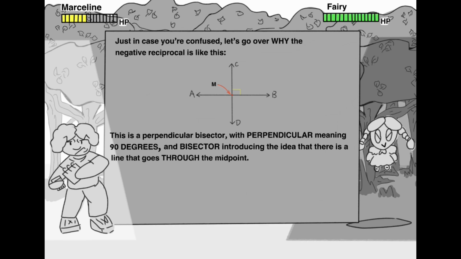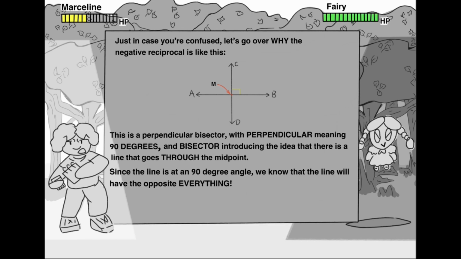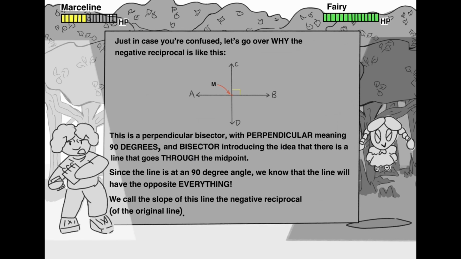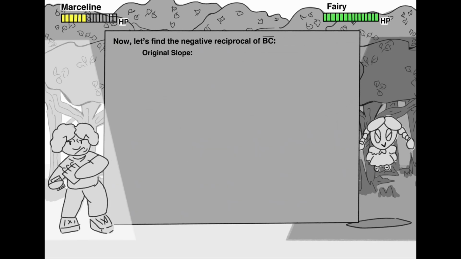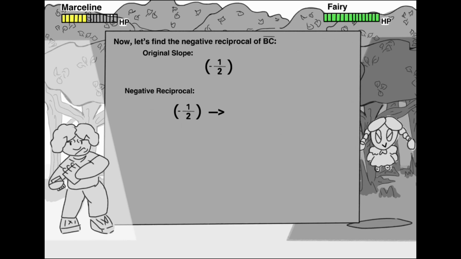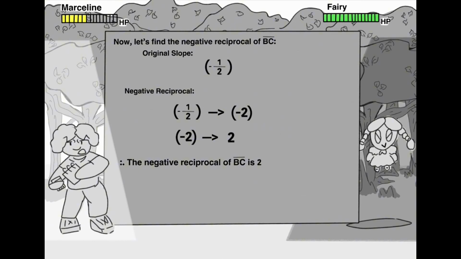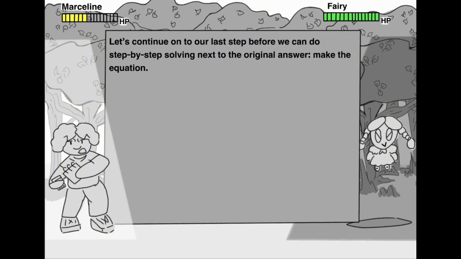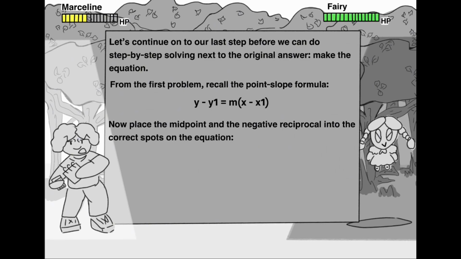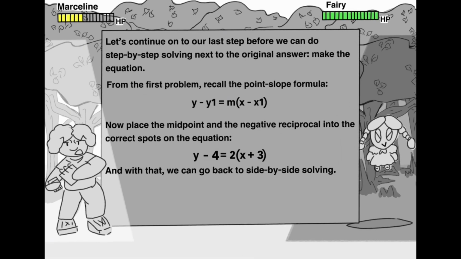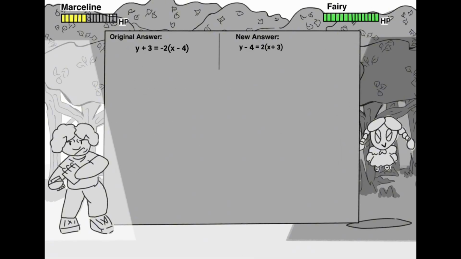Since the line is at a 90-degree angle, you know that the line will have the opposite everything. We call the slope of this line the negative reciprocal of the original line. Let's find the negative reciprocal of BC. The negative reciprocal of BC is 2. Let's continue on to our last step before we can do step-to-step solving next to the original answer. Make the equation. From the first problem, recall the point-slope formula. Now place the midpoint and negative reciprocal into the correct spots of the equation. And with that, we can go back to side-by-side solving.